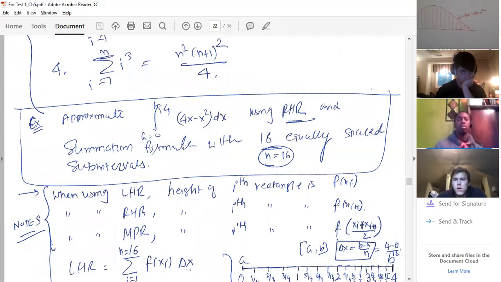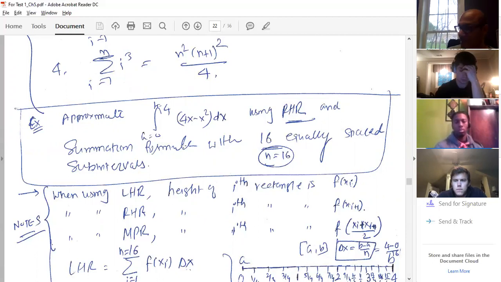It will look like this one. Look at here, guys. It will look like this one. So please keep in mind that if you increase the number of partitions, you are getting a better and better approximation. Increasing the partitions will let you go towards the exact answer. So please keep this in mind.